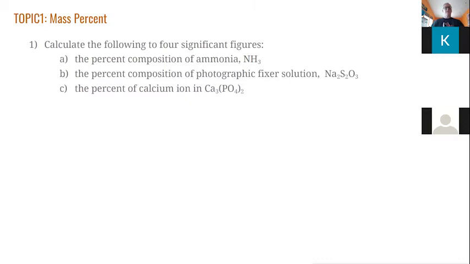So let's just do B here, try and figure out how we would do this. So how do we start? We've got a solution of photographic fixer, which hardly anybody uses anymore. Everyone's shooting digitally. But sodium bisulfite. So we've got 2 atoms of sodium, 2 atoms of sulfur, 3 atoms of oxygen. So what's the first thing we do with a problem like this to figure out what the mass composition of each atom is?